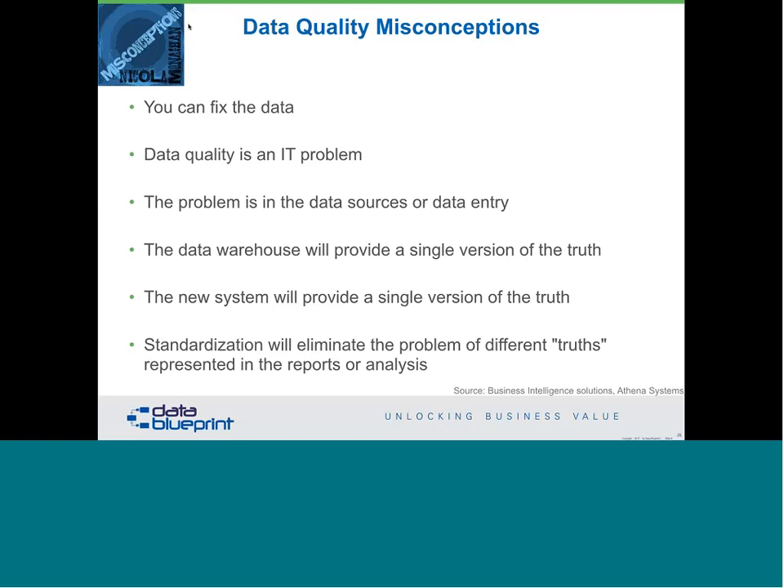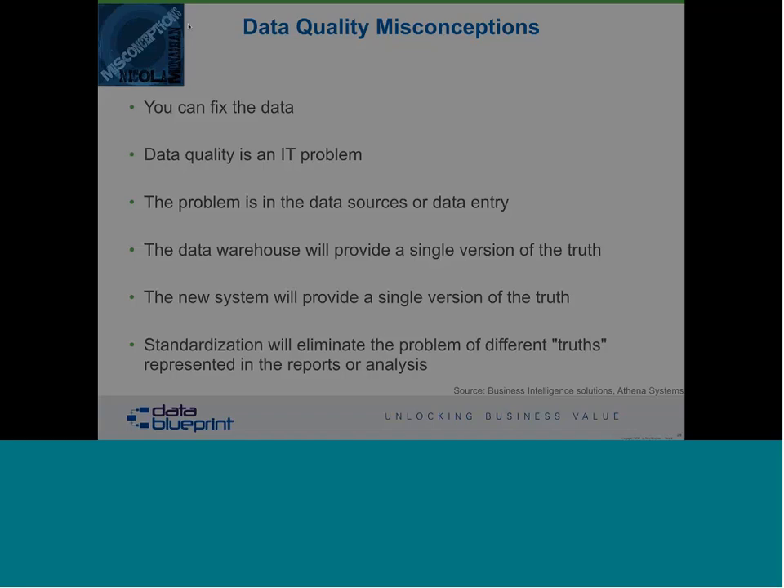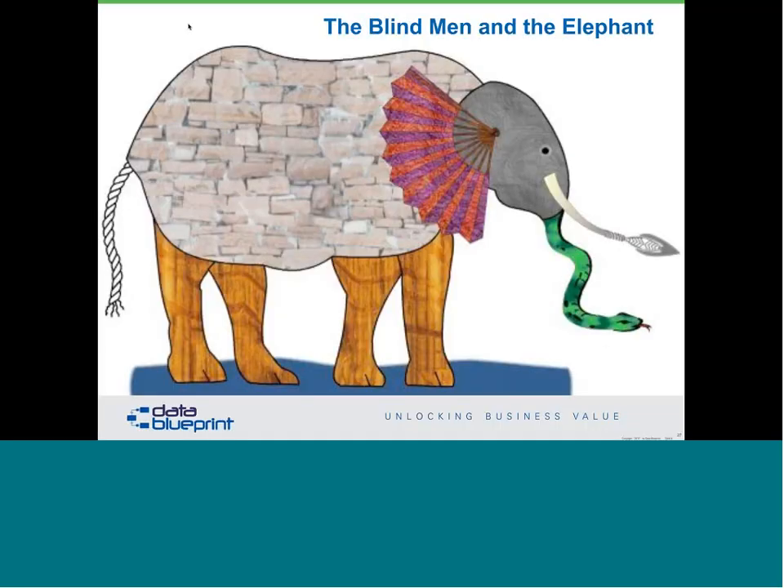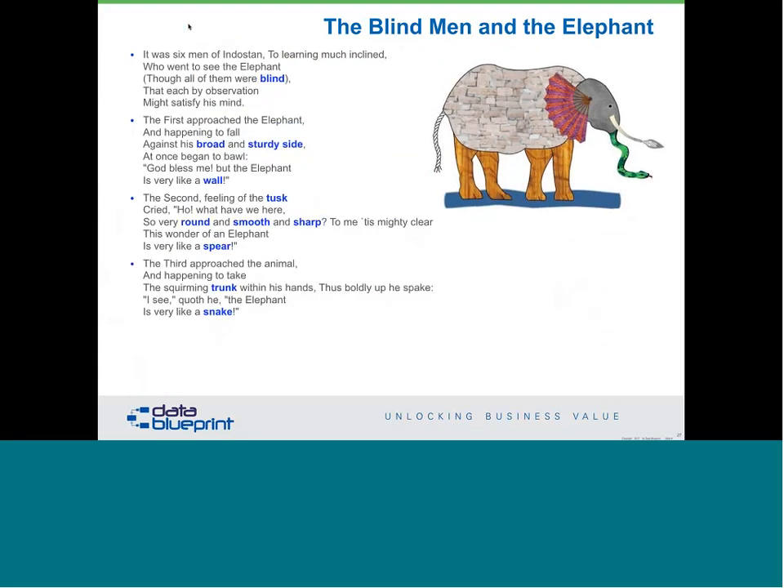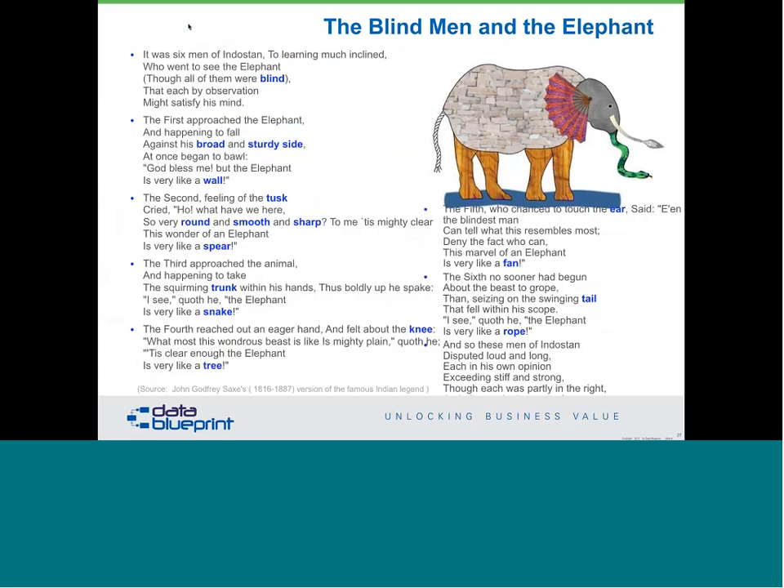Most people think that data quality has been taken care of by IT, that all the problem is in the source, that the data warehouse will provide you a single version of the truth or the new system. And again, standardization will eliminate these things. These are true to a degree, but they don't just happen. The real problem with data quality is that data quality looks different to different people. So I like the story of the blind men and the elephant here describing it. Somebody else picks up the tusk and they say it's a spear, and somebody else picks up the ear and says, no, no, it's a fan, right?